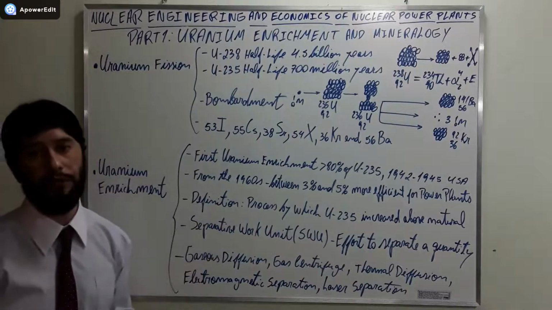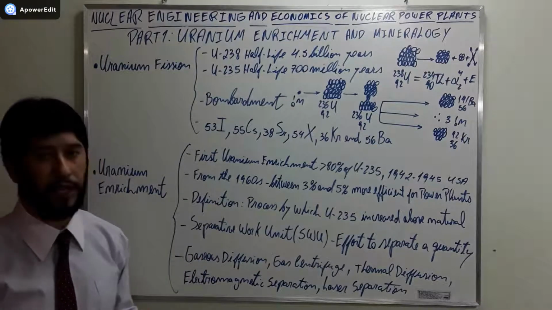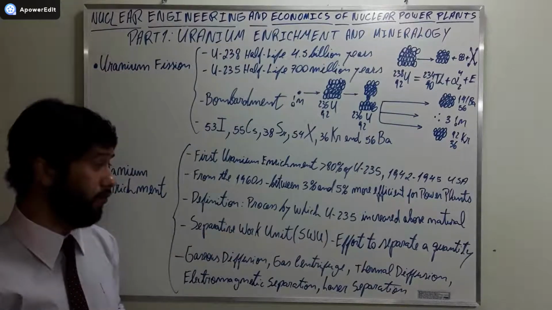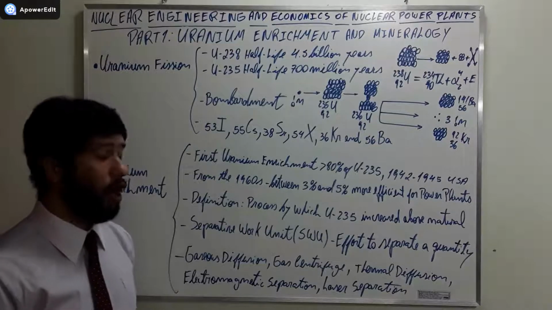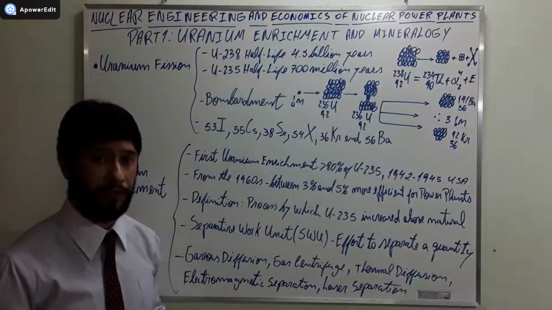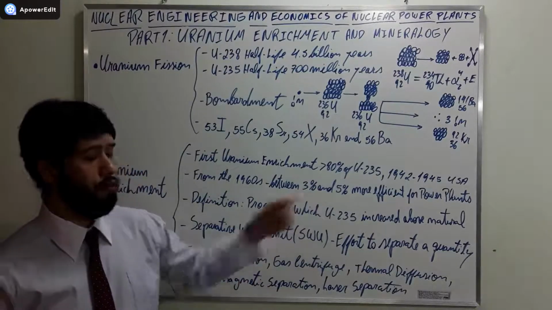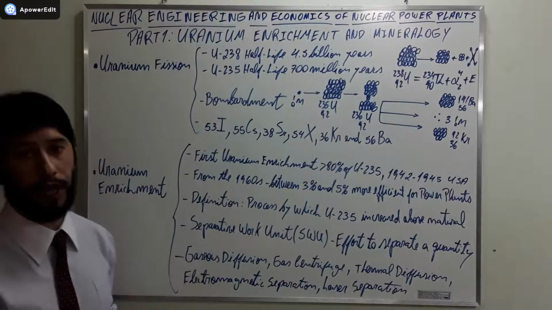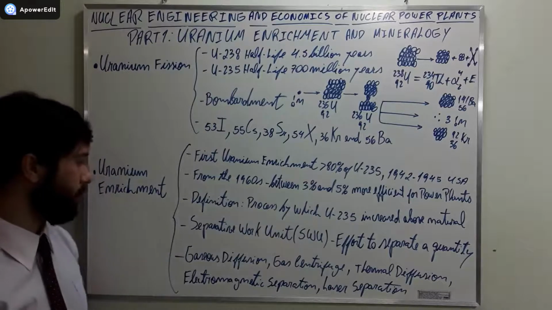Then we come to the definition of enrichment. Enrichment is the process by which the concentration of uranium-235 is increased above its natural level of 0.7% in uranium ore to 3 to 5% for the production of electricity or 80% for nuclear weapons.